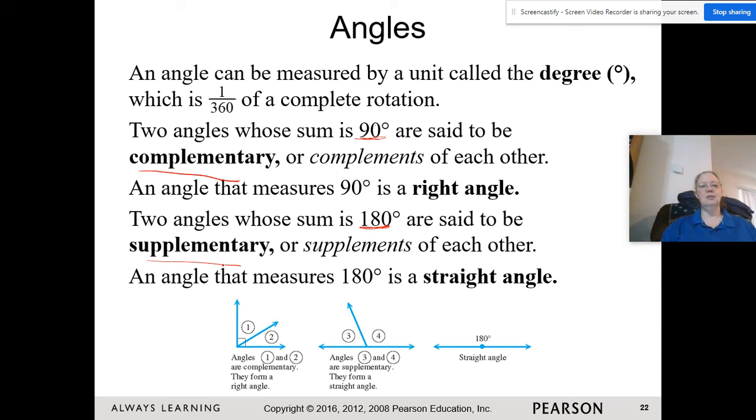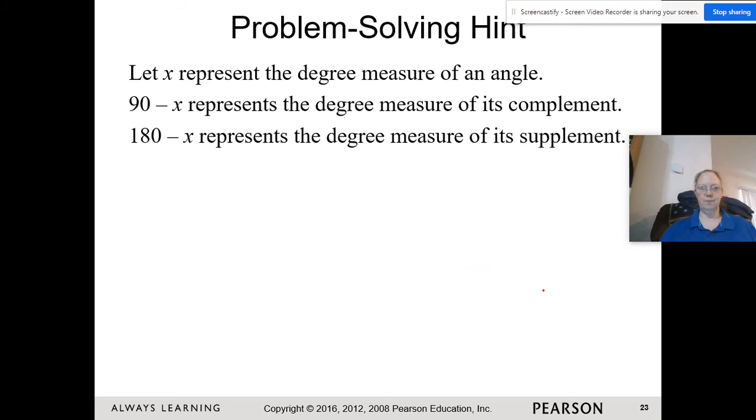Complementary 90, supplementary 180. If we have an angle that is 90 degrees, we call it a right angle. If we have an angle that is 180 degrees, we call it a straight angle. So here are some pictures for your reference if you would like to copy that down in your notes. Now, this gives students trouble all the time, but let's think about why this works.